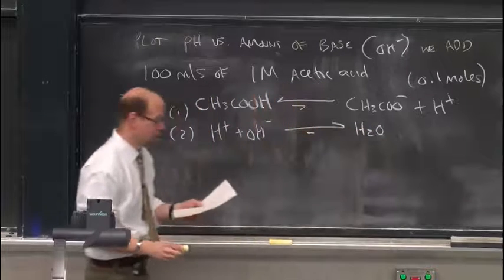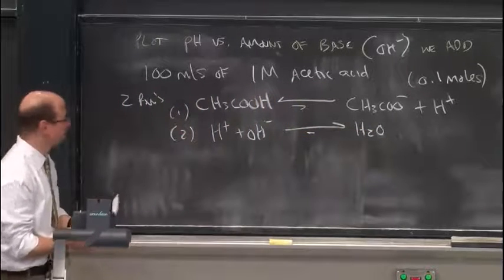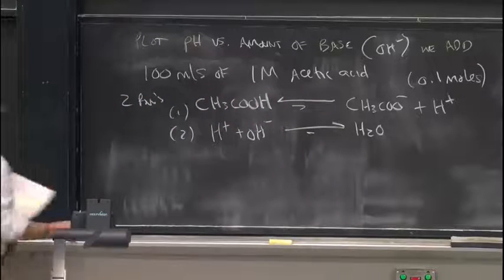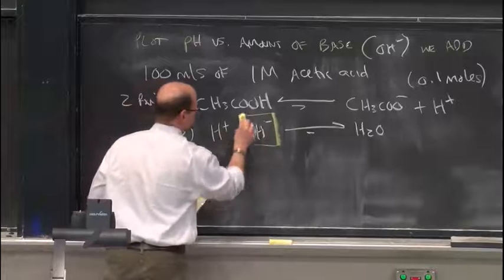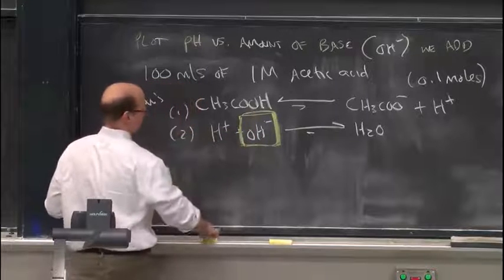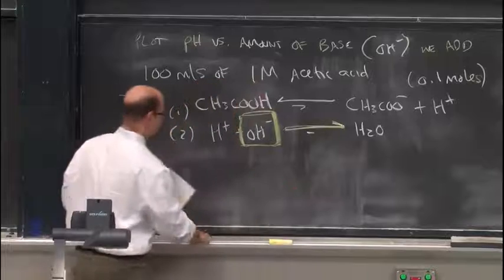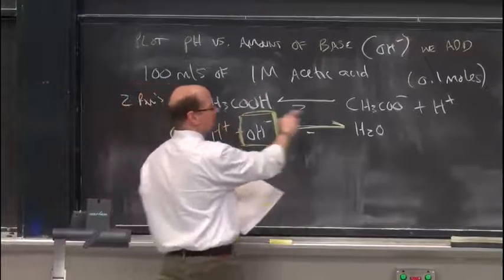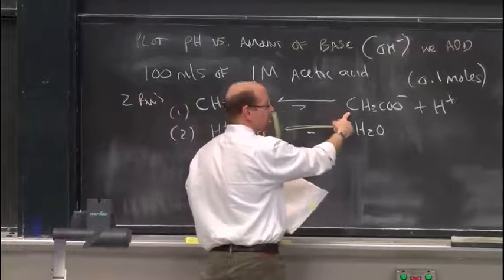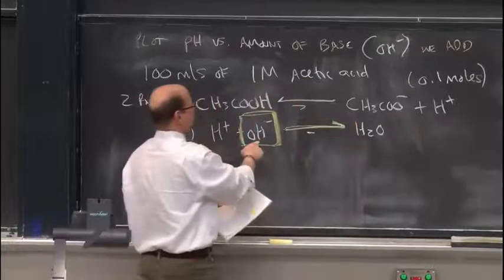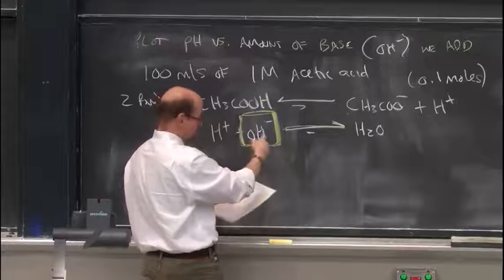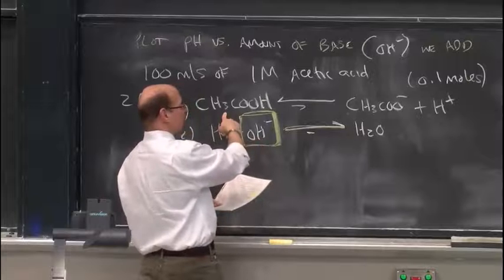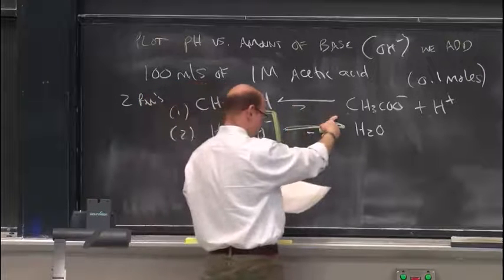As I begin to add increasing amounts of base, I'm going to drive the reaction this way. Because these two reactions are occurring in solution, I force more of the acid to dissociate into the conjugate base, so that I can consume these protons with the hydroxide. That part makes sense? That's just Le Chatelier's principle. The more base I add, the more I dissociate the acetic acid into the acetate anion.